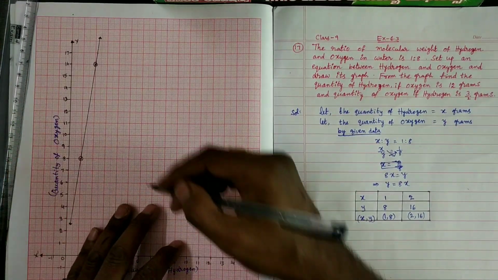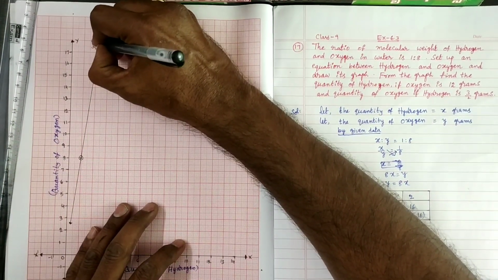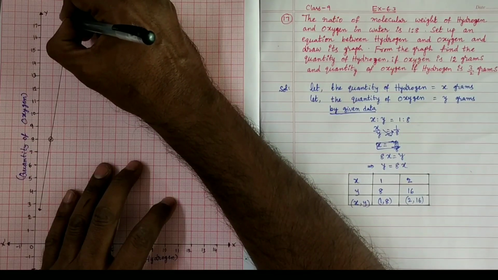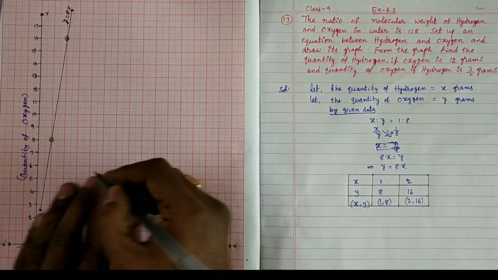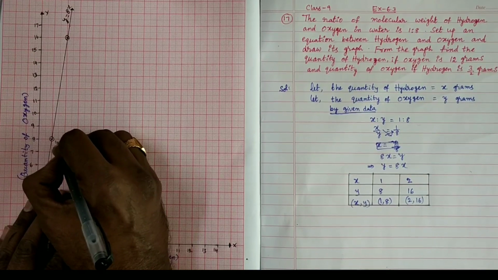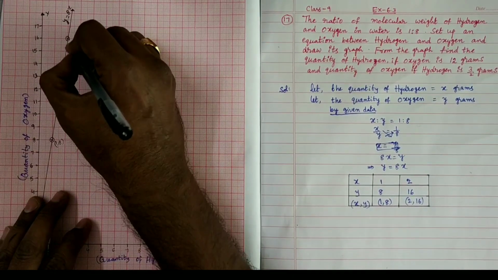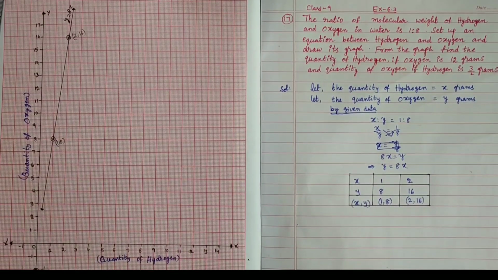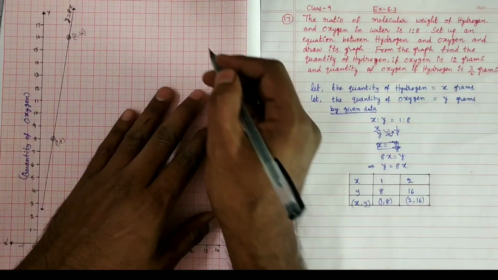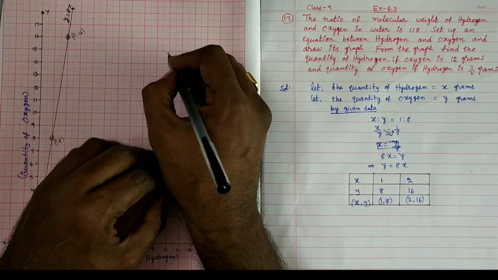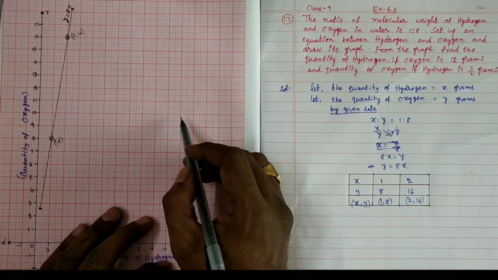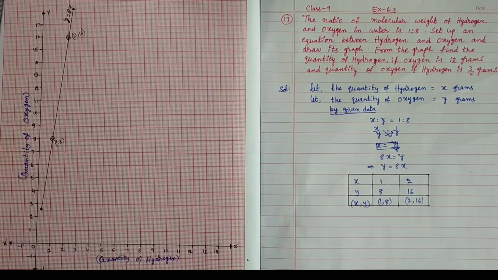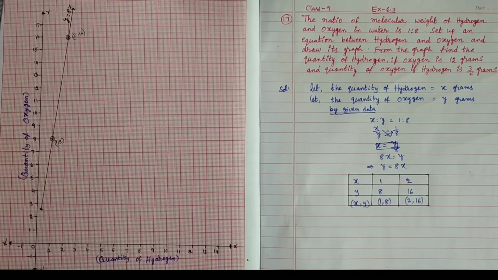The equation represented is y equals 8x. This point is (1, 8) and this point is (2, 16), and the scale is on the x-axis 1 centimeter as 1 unit, on the y-axis 1 centimeter as 1 unit.